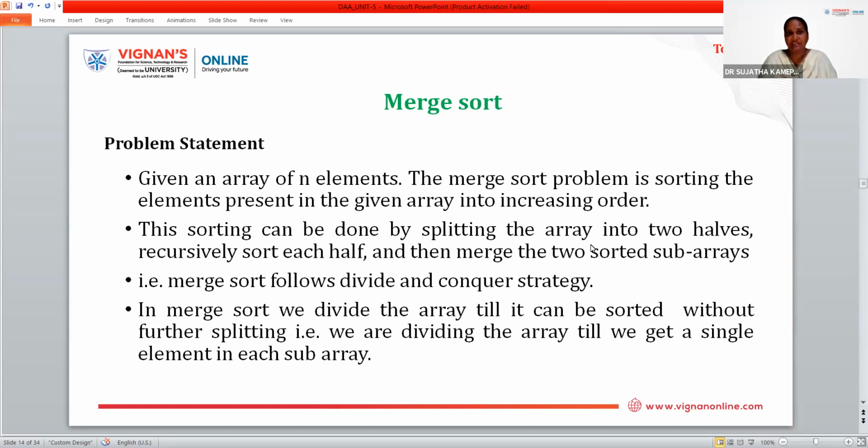In merge sort, we divide the array till it can be sorted without further splitting. That is, we divide the array till we get a single element in each subarray. If a subarray contains a single element, it is already sorted. If my array contains 10 elements, we divide it into 10 subarrays, each containing one single element. The first subarray contains one element, which is already sorted. The second subarray also contains only one element, which is already sorted. So I'll get 10 sorted subarrays. These 10 sorted subarrays are merged one by one to get the sorted array.